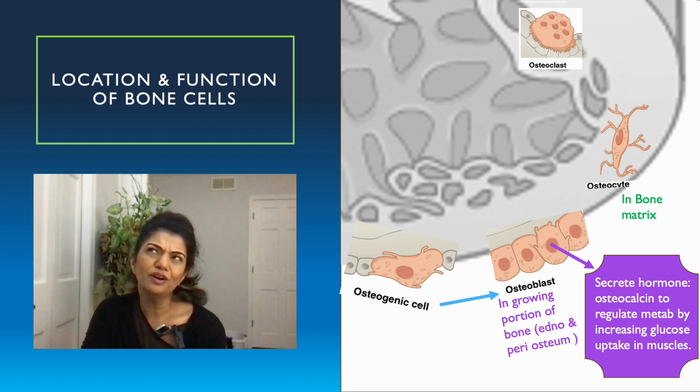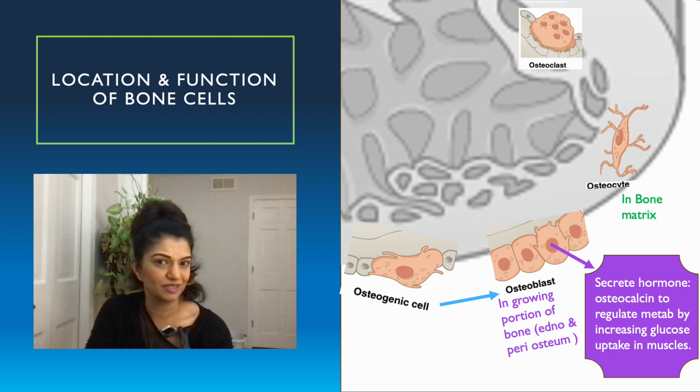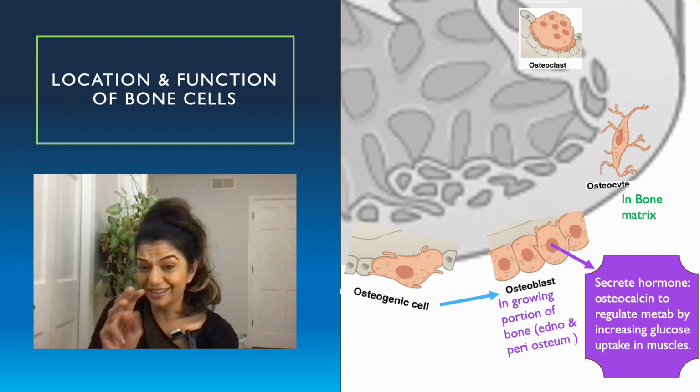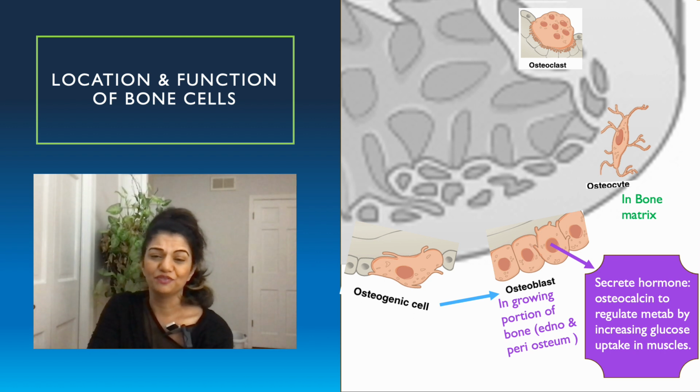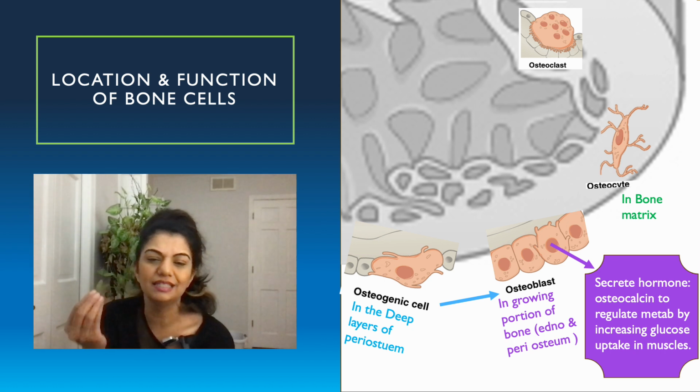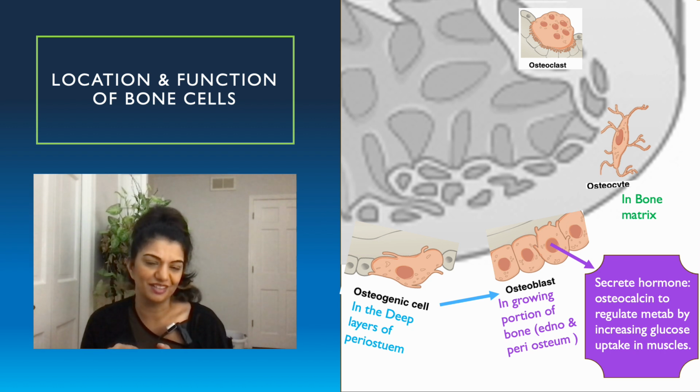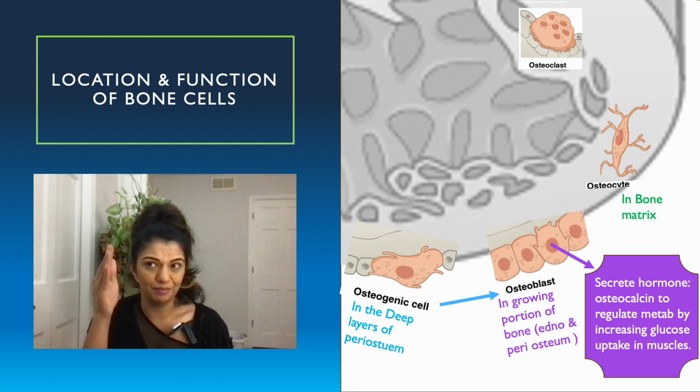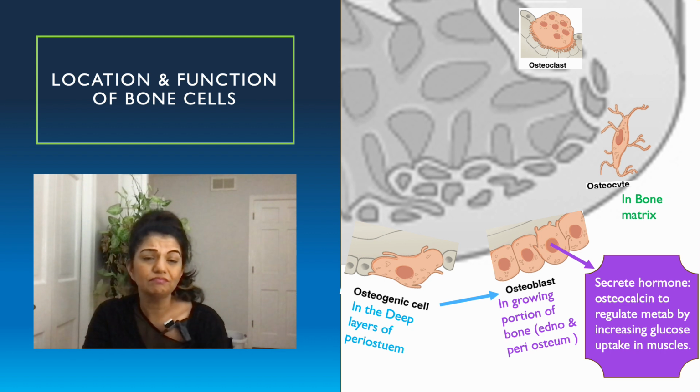Now, you might be thinking, well, okay, if osteoblasts and osteocytes can't reproduce, then how do they get replenished when old ones die? Good question. And the answer lies in the third type of cell, which you've already met, and that would be the osteogenic cell, which is in the deep, deep layers of the periosteum. Remember, the endosteum is on the inside and the periosteum is on the outside. It's a membrane on the outside.